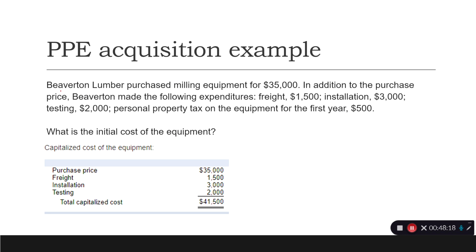For example, Beaverton Lumber purchased milling equipment for $35,000. In addition to the purchase, Beaverton made the following expenditures: freight $1,500, installation $3,000, testing $2,000, and property tax on the equipment for the first year. Anytime you see words like annual, prorated, or first year, they are telling you that those taxes are recurring, unless it's back taxes. Everything else should be included in the capitalization. Hence the initial cost of equipment should only include freight, installation, testing, and purchase price.